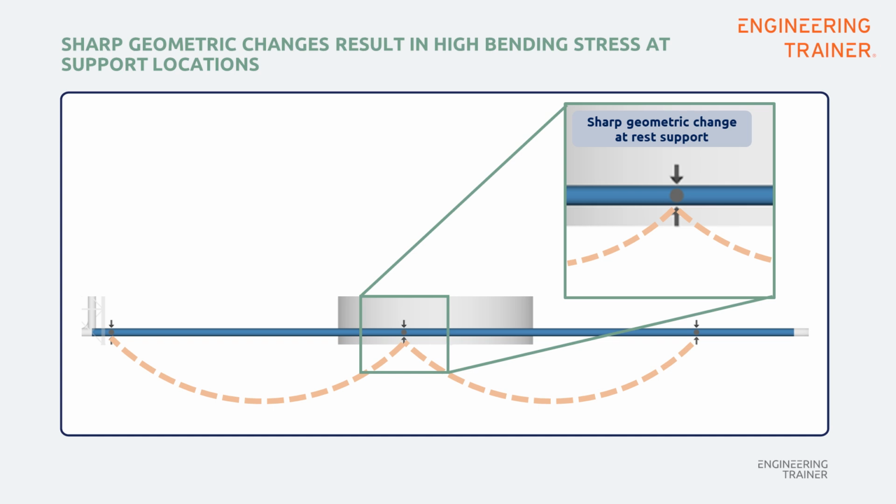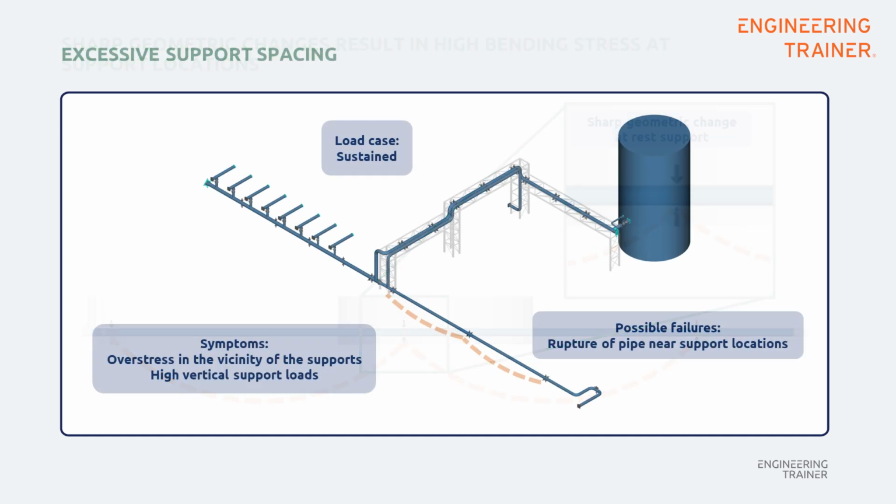However, when the pipe span is increased, these bends become sharper and sharper until the stress is increased such that the allowable is exceeded. So, to identify whether this mechanism is the cause of overstress in the system, you should check whether the overstress locations are in the vicinity of the support locations. Another indication of excessive support spacing is high vertical support loads. These checks are relevant for sustained load cases. Possible failures for excessive support spacing are ruptures of the piping near the support locations.